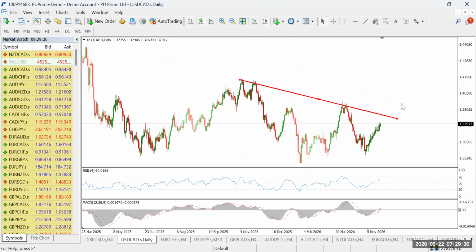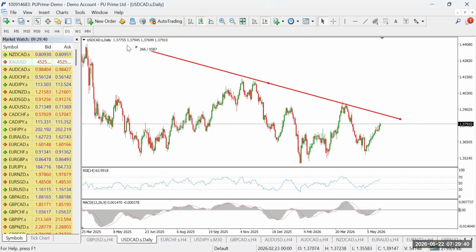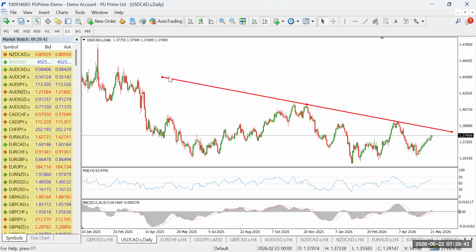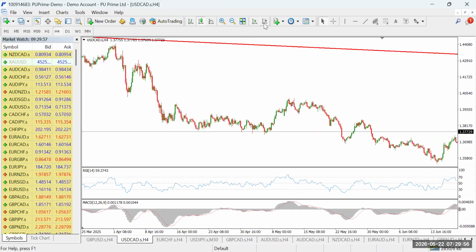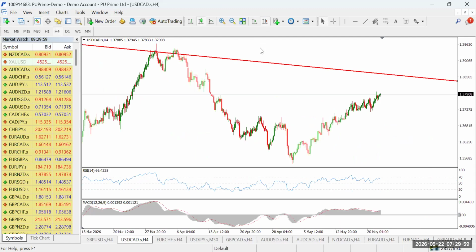Now, USD CAD seems to be very bullish at the moment, even though the dollar index is bearish, but it looks like possibly it's being more driven by the Canadian dollar. And don't forget, there's news coming from Canada this afternoon. So it's very, very bullish. And let's see something.